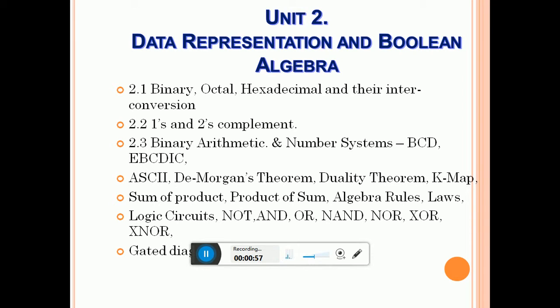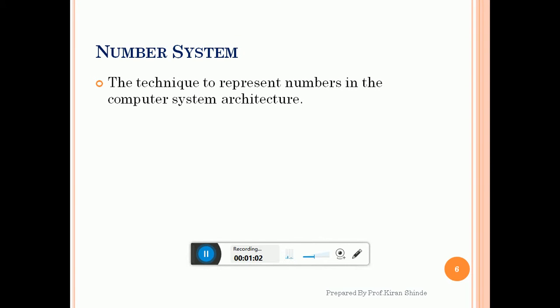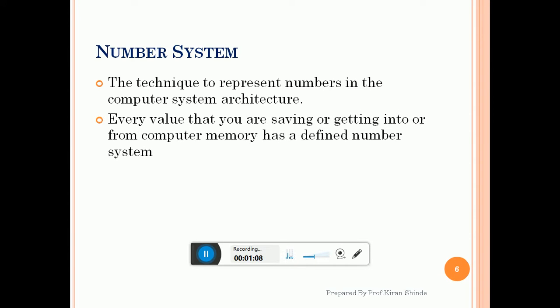Before we begin, let us first try to understand what is number system. Number system is a technique which is used to represent numbers in the computer system architecture. Every value that you are saving or getting into or from the computer memory has a defined number system. The typical number systems which we know are binary, octal, decimal and hexadecimal number system. Now let's begin first by studying the interconversion of this number system.